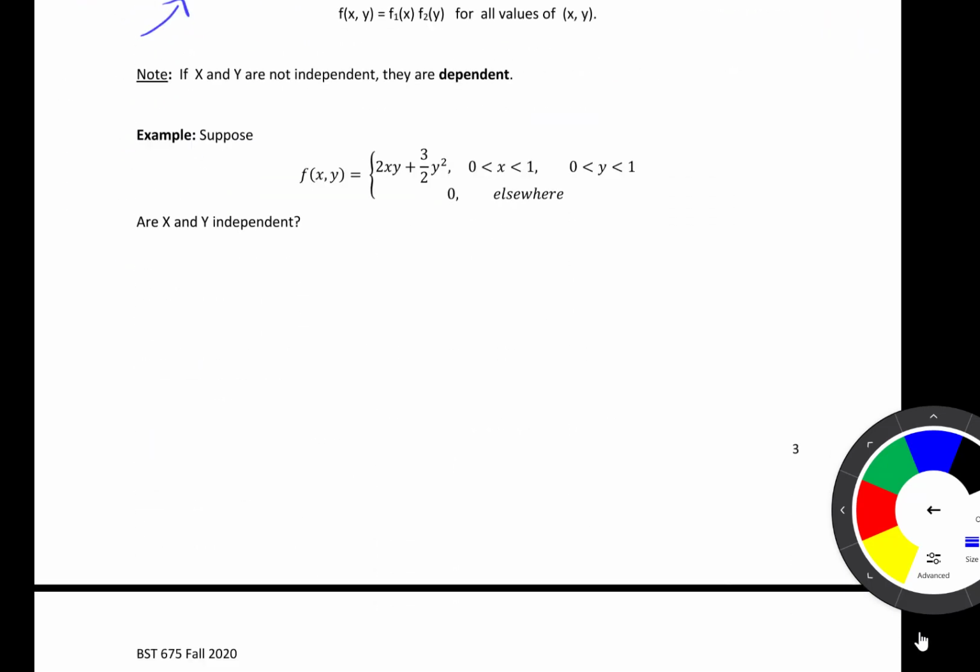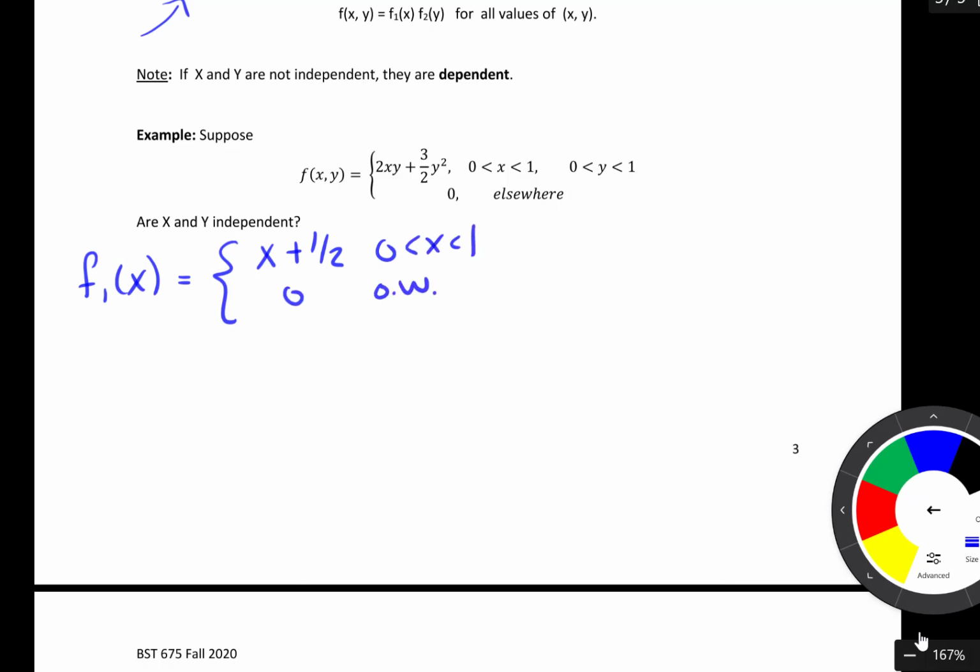So the question is, are these independent? Well, if you'll remember, we actually already found the marginal for both x and y for this example. And so just to remember, here we have that the marginal for x was equal to x plus 1/2. And then the marginal for y was equal to y plus 3/2 y squared.